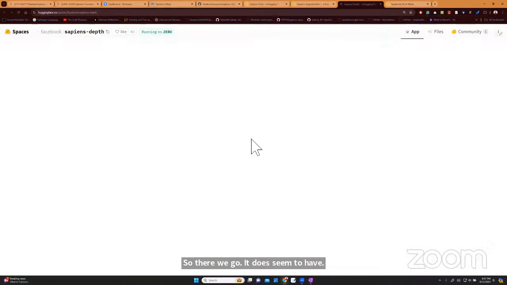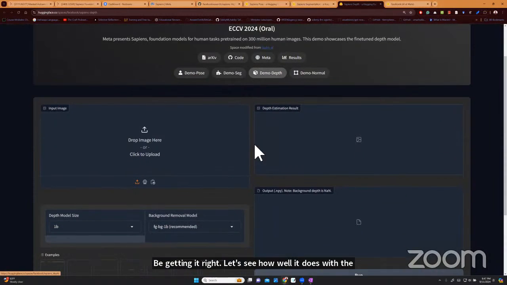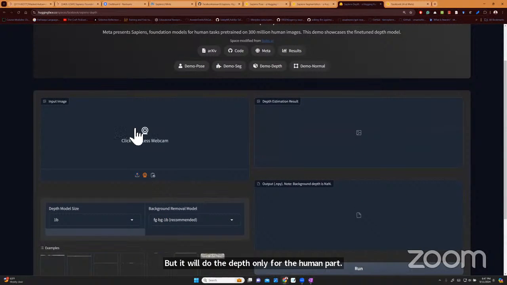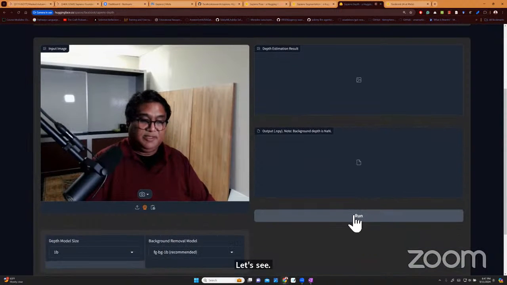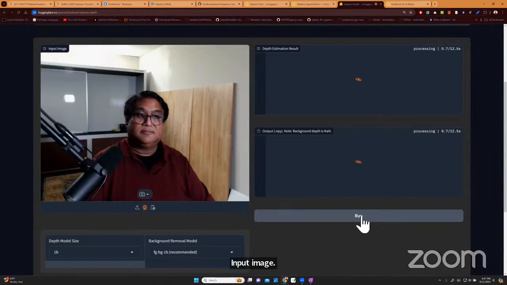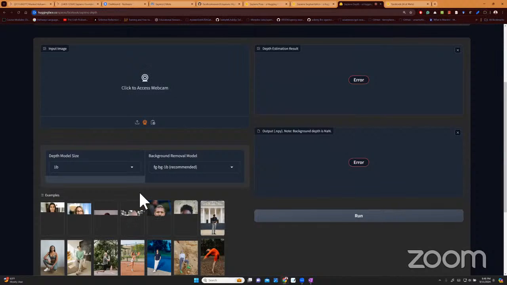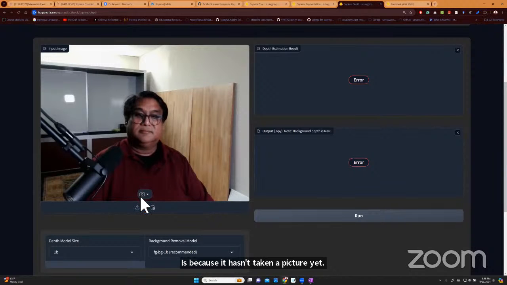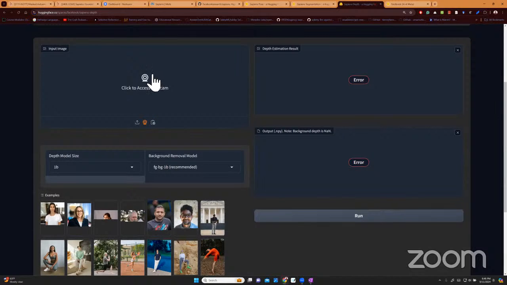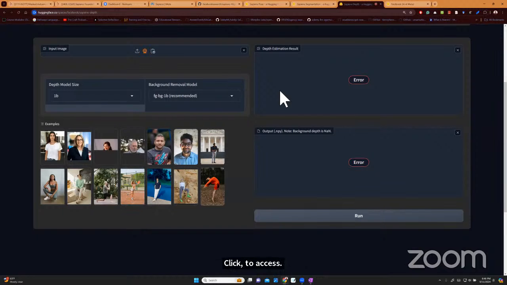Let's see how well it does with the depth perception, because behind me is considerable depth, but it will do the depth only for the human part. Let's see. Input image. Oh, it's because it hasn't taken a picture yet. I think it takes some time. Click to access. I did that. Oh, something is happening. Let's wait.